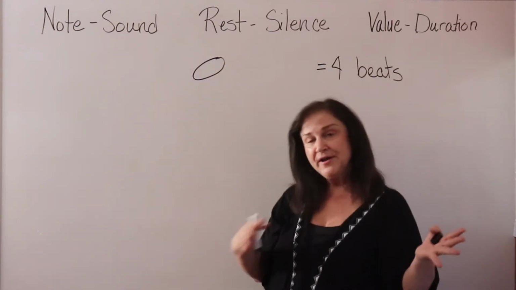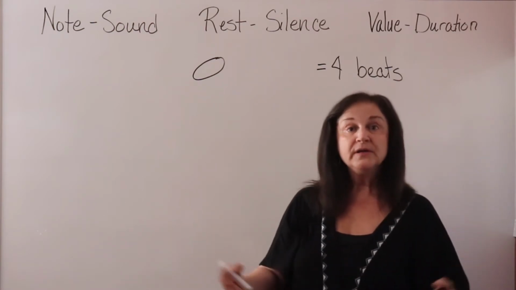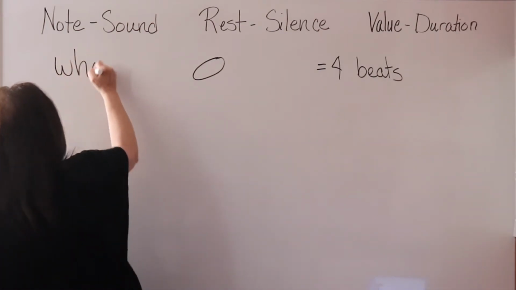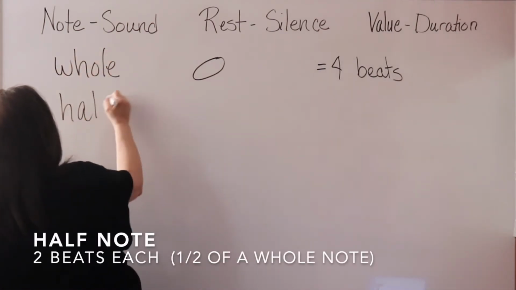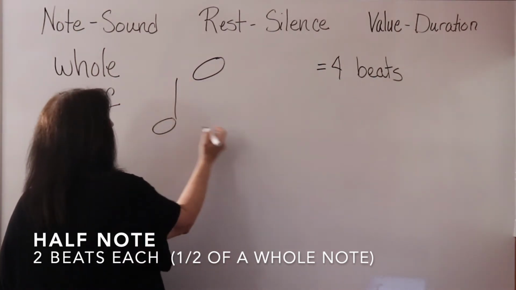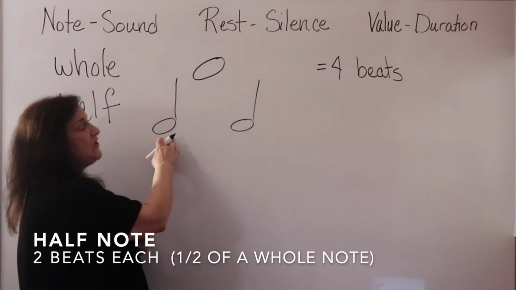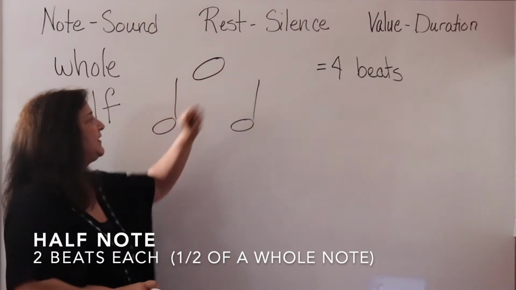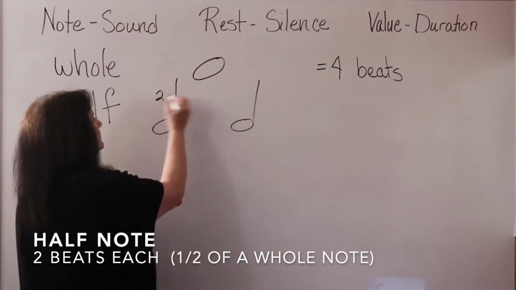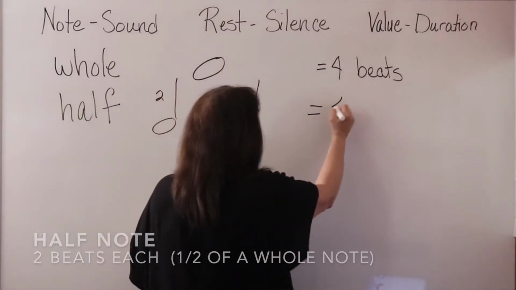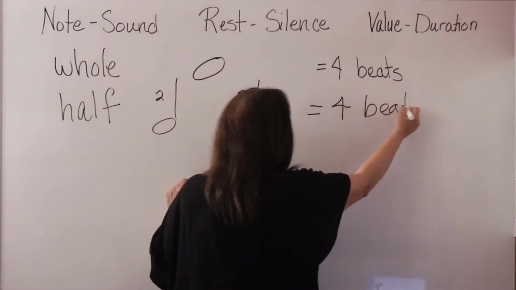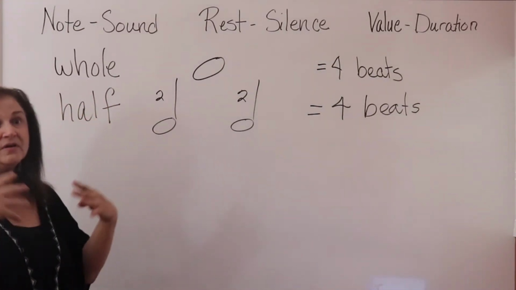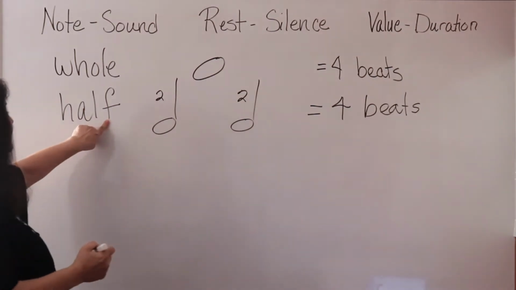Now, half of 4, and here's where the math comes in. Half of 4 is 2. So we have a whole note that equals 4. So a half note is now going to equal 2. Half notes are represented with the open note head and a stem. So if a whole note is 4 beats, then half of it is going to be 2. And together they're going to equal 4 beats. Our next note value breakdown, think of fractions: half of a half is a quarter.